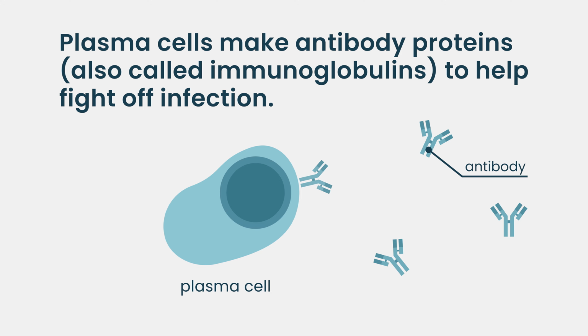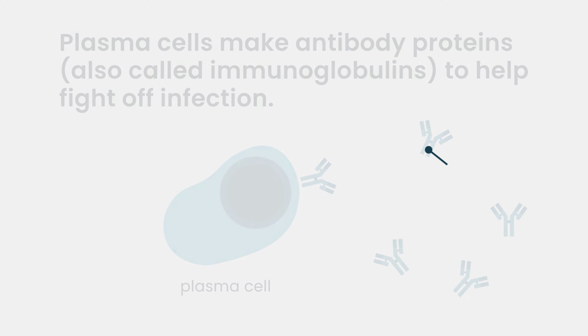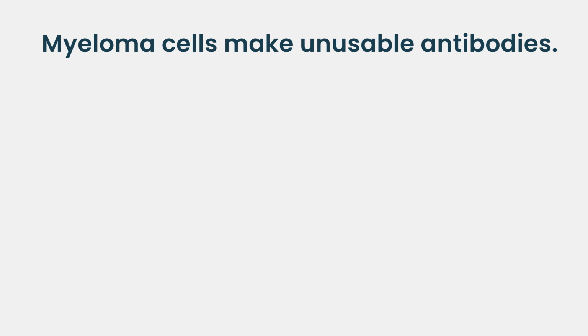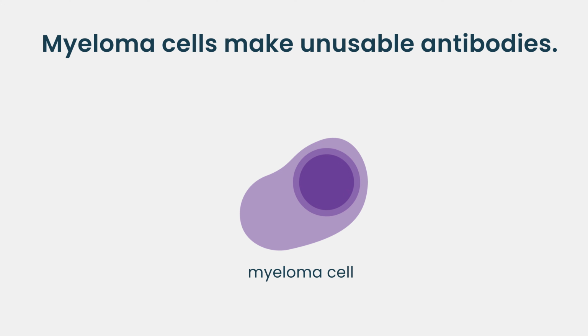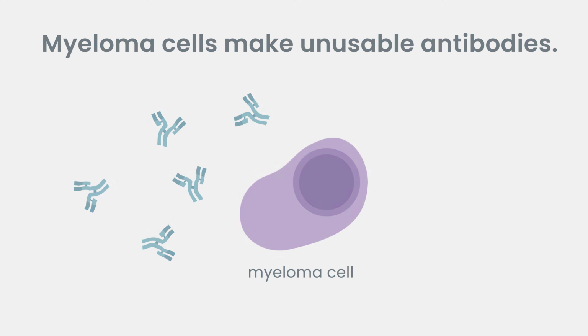That means that myeloma cells, because they are plasma cells, also usually make an antibody. And because the myeloma cells are all copies of each other, that's what makes them cancer cells, they all produce the same useless antibody protein. For most patients with myeloma, their myeloma cells do indeed produce an abnormal antibody or a fragment of an antibody.